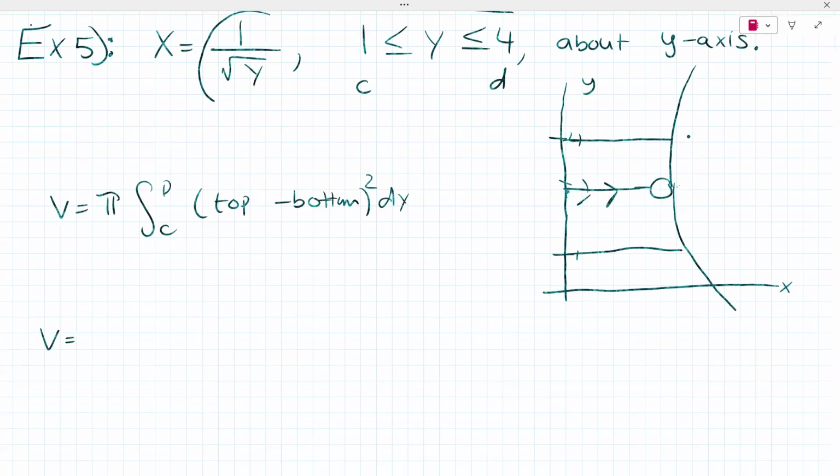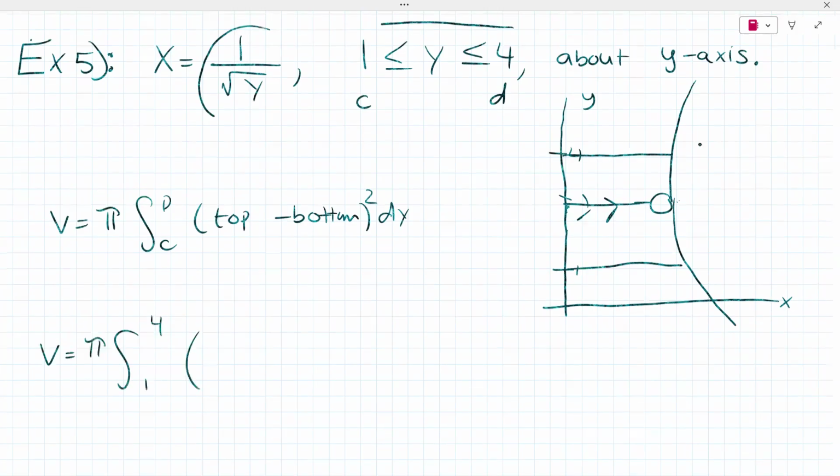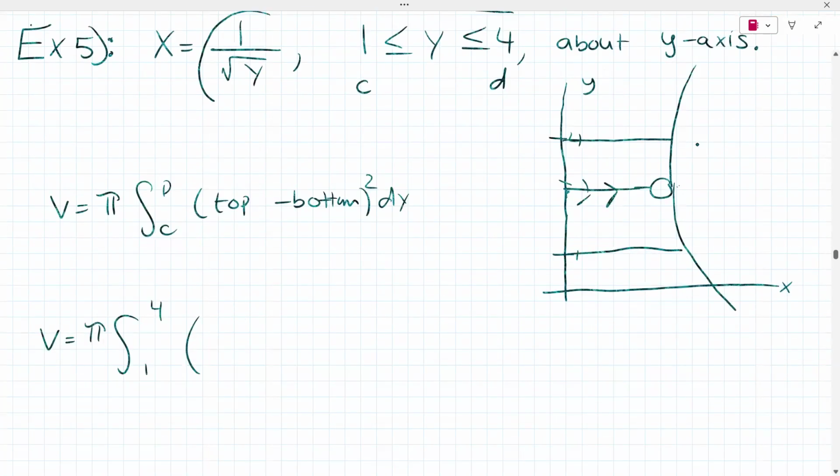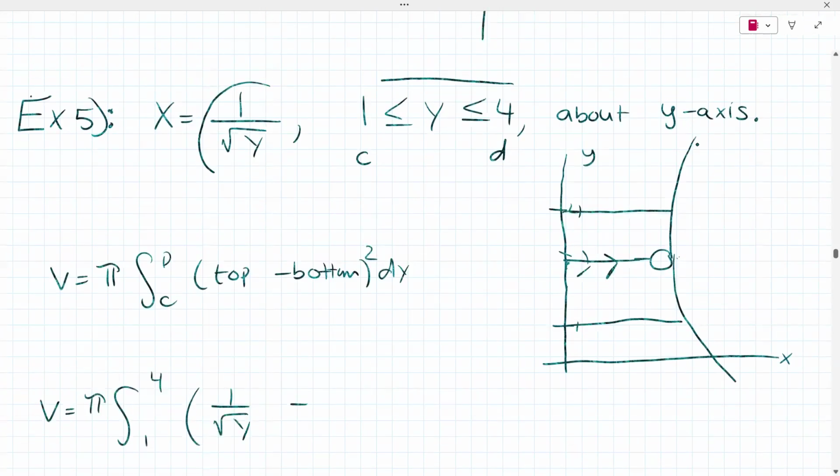It's going to be volume equals pi. Our lower boundary is 1, and our upper boundary is 4. And our top is this, which is already in terms of y, so we don't have to convert it. Usually we have to. Minus the bottom, which is a vertical line of x equals 0, so it's going to be 0 squared dy.